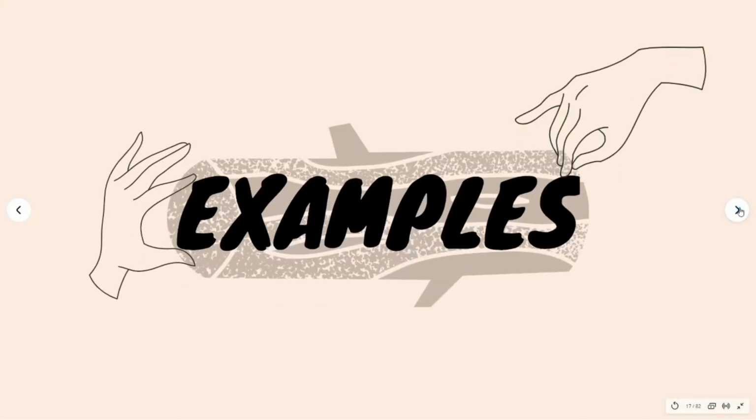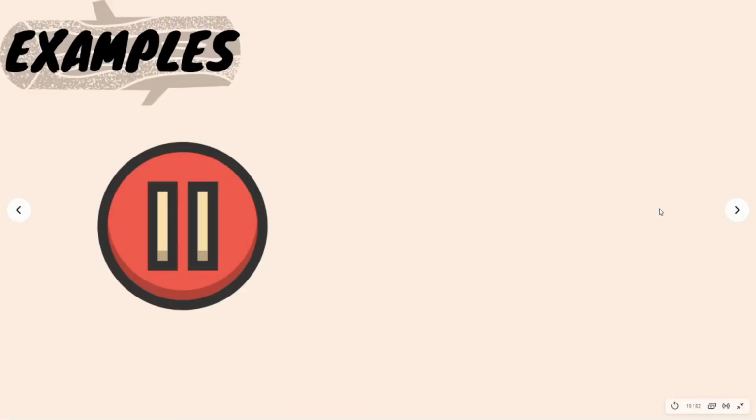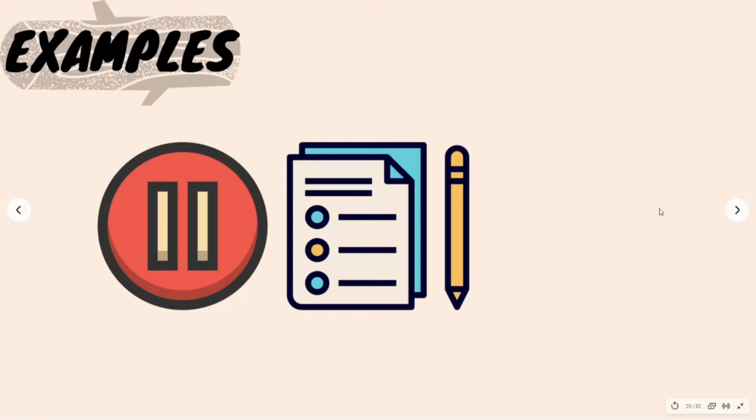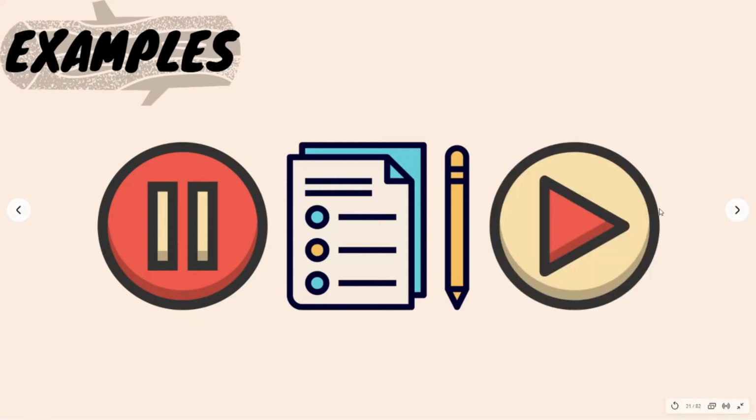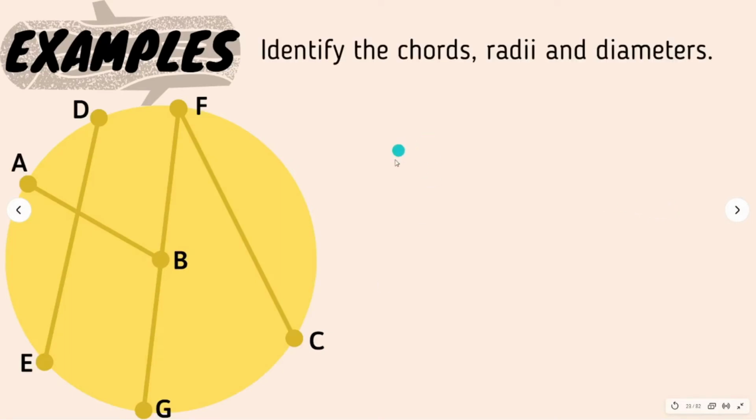Let's go to the examples. In here, you can pause the video to jot down your answer, then resume to check your answer. Identify the chords, radii, and diameters here in the figure. And again, you can pause the video to answer. Chords.